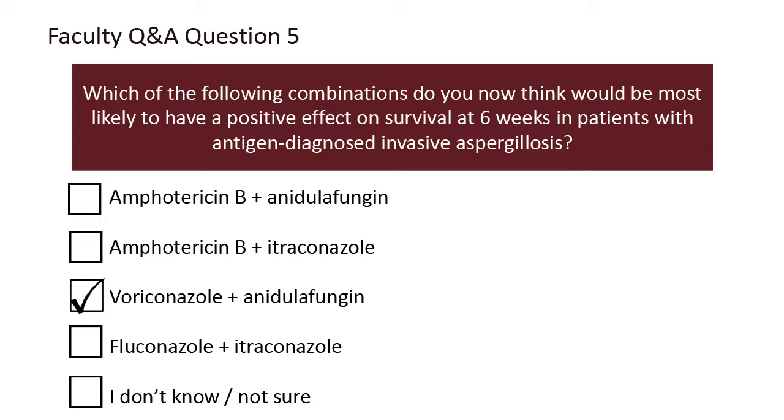There's less data about other combinations, but certainly a polyene, amphotericin, and an echinocandin would also be a favorable thing. Using 2 azoles probably offers not much advantage, and an azole plus a polyene is likely less favorable because of the various mechanisms of action. But clearly either a polyene or an azole with an echinocandin is very attractive, and the strongest case is with VORI and anidulafungin.